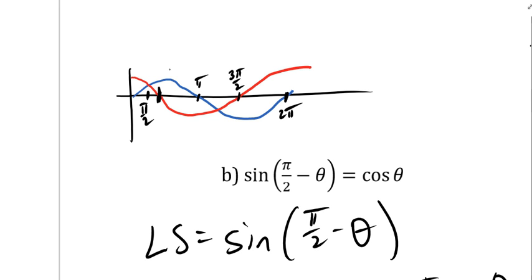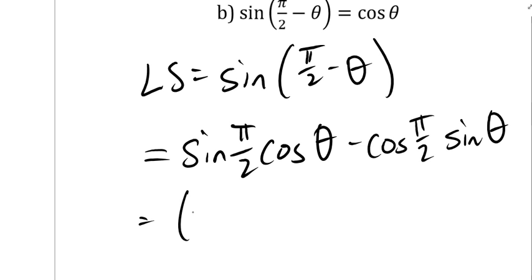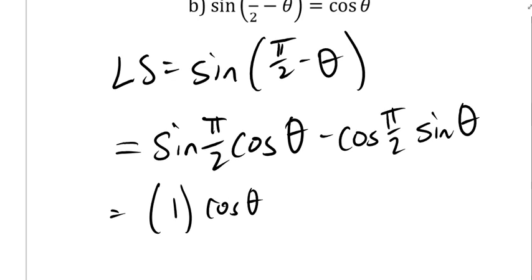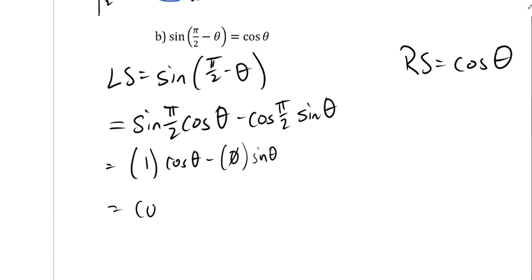If you think about the graph instead of angles in standard position, that's often easier for that, right? So that's like the first critical point after the starting point. It happens at 90 degrees, 180, 270, 360. Okay, so sine of pi by 2 is 1 times cos theta minus cos of pi by 2, which is 0 times sine theta. And we're done. That's all we're supposed to prove, that it was equal to cos theta.